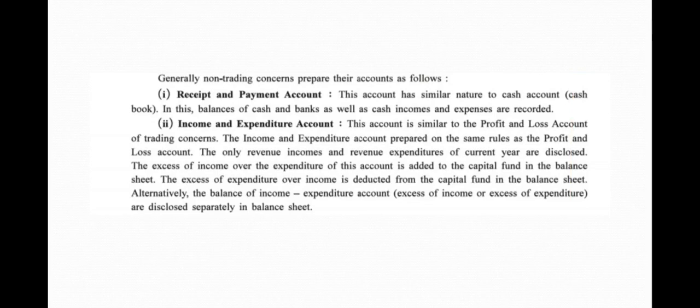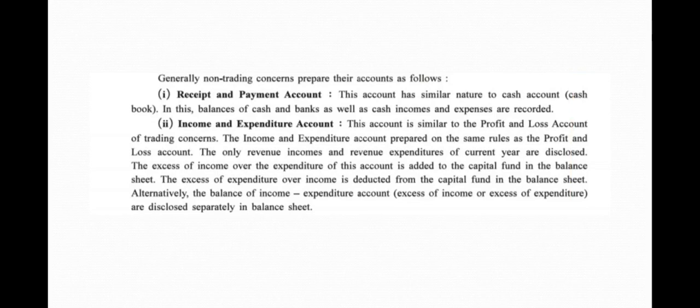If the credit side total is more than the debit side total, it is known as excess of income over expenditure, and it is added to the capital fund in the balance sheet. And if the debit total is more than the credit total, that means it is an excess of expenses over income, and it is deducted from the capital or permanent fund in the balance sheet.